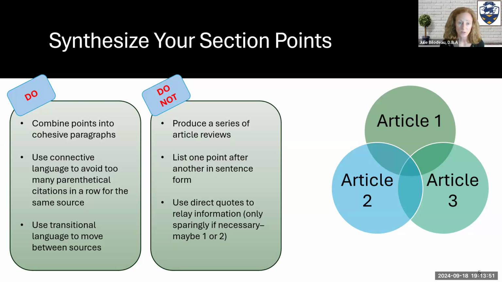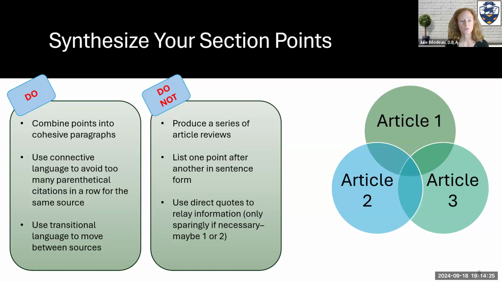So what we don't want to do is produce a series of article reviews. Sarah, when you asked your question, the way you phrased it made me think that there could be a bit of going down the road of article reviews. This is not meant to be that in a section. So if we're going back to our trees, in the maple tree section, it's not meant to be what did Smith say about maple trees, then what did Johnson say about maple trees, and then what did Jones say about maple trees.